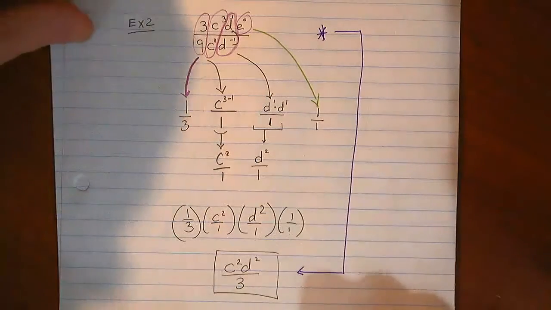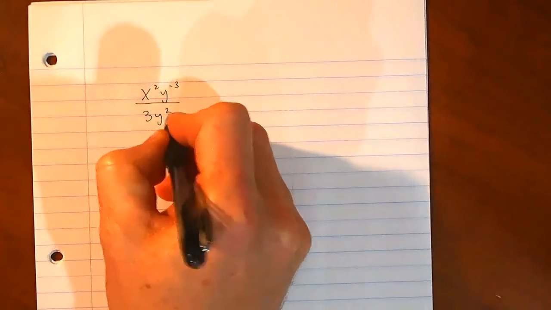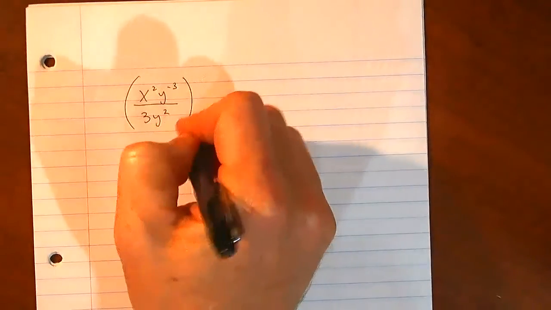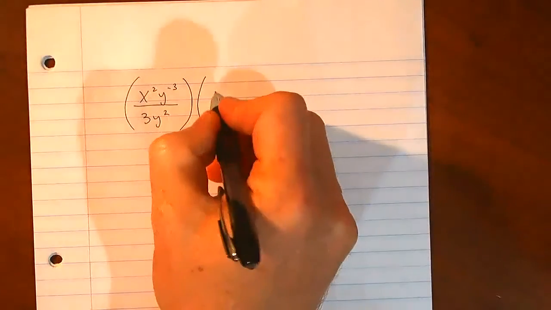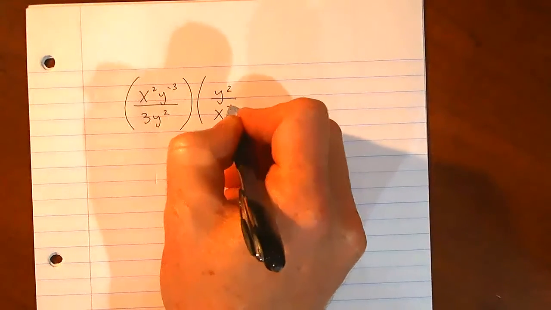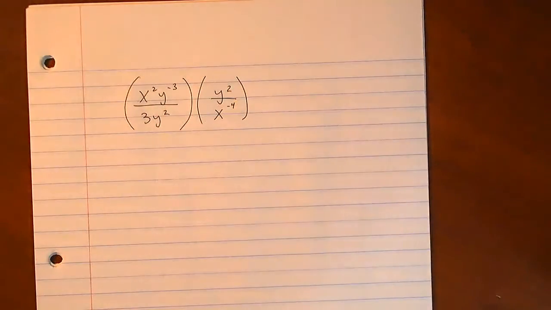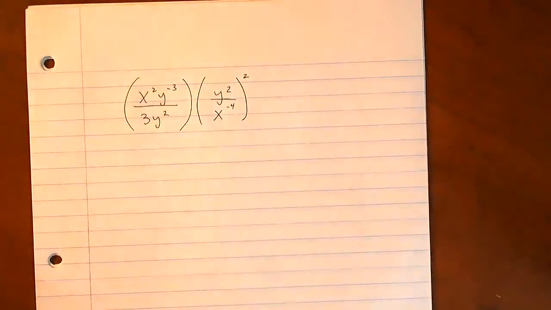All right, so I said 3 examples. We have one last example. Let's finish this video up by taking a look at this problem here. I have x squared times y to the minus 3 power over 3y squared, and then that fraction is multiplied by y squared over x to the minus 4 power. Oh, and this whole thing is squared. There we go. All right.